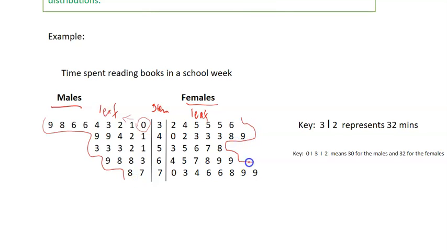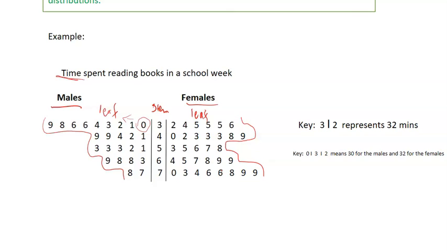So if this asked you to comment on the type of distribution in this particular diagram, you can clearly see that if we're talking about time, and it could be minutes, it could be hours, I haven't even considered the key yet. If we're talking about time, immediately I can see that the males read for less time than the females in this particular distribution. I can already draw that conclusion from the shape of this data.